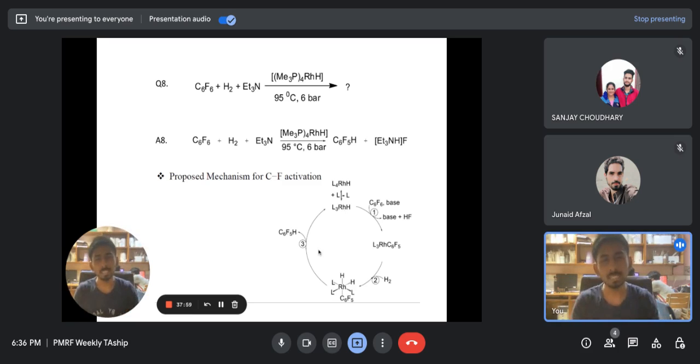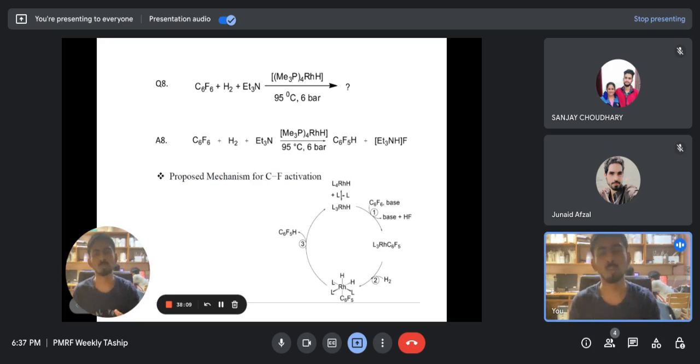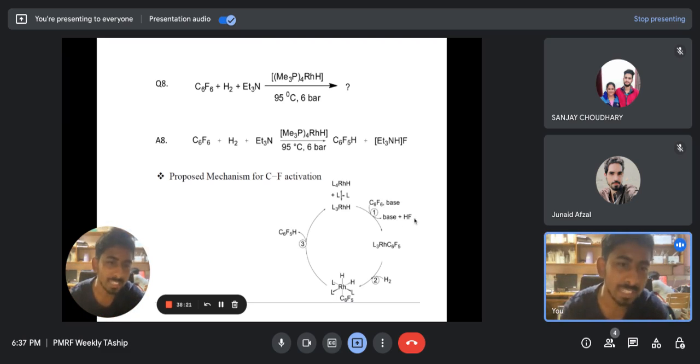So here I'll repeat how this takes place. Firstly, ligand exchange takes place to form the 16 electron complex. Then, in the presence of base, this hydride moiety takes one of the fluorine atoms of the C6F6, and this HF gets eliminated in the presence of base as a salt.